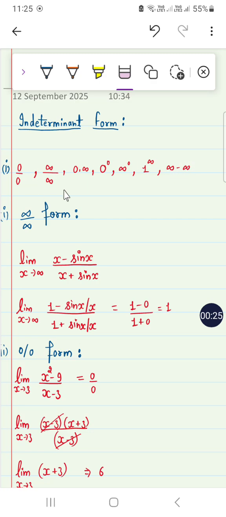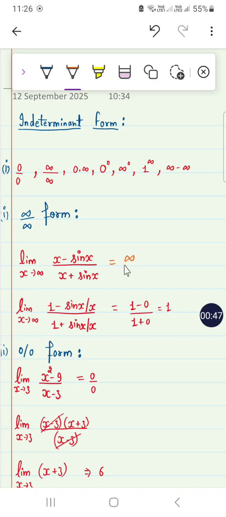These are the indeterminate forms where the limit of the function does not exist and the form makes these types of forms. Okay, now the first form is infinite upon infinite form, right? Limit as x extends to infinity of (x minus sin x) upon (x plus sin x). After taking limits we have the form of infinite upon infinite, right?